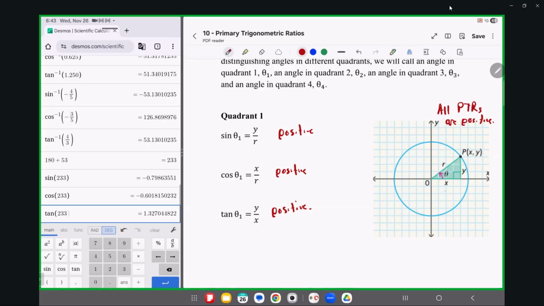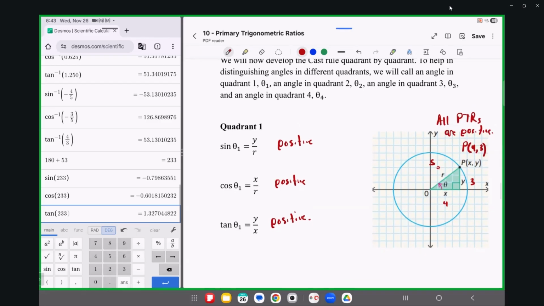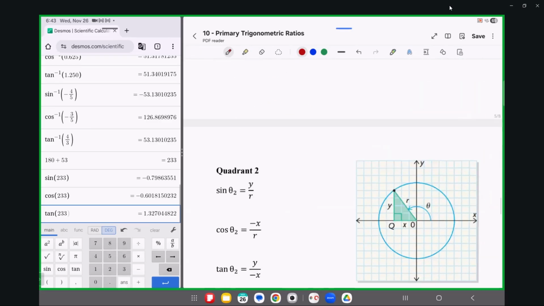You can also use an individual example, say we were talking about the point P, which is given by (4, 3), and the radius would then be 5. This is a Pythagorean triple, 3, 4, 5. You could also just use an individual point to help think about this. And so here in quadrant 1, all the ratios are positive. Great. Sounds good. Let's continue on.